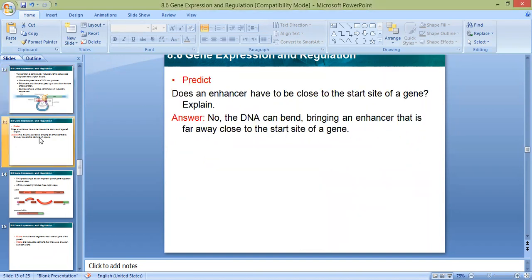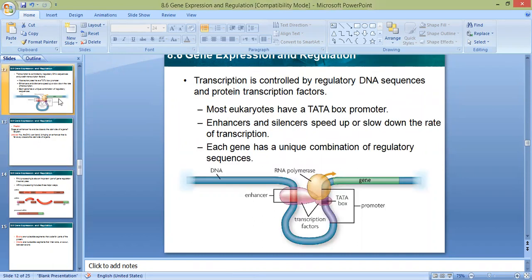Here is a question. Predict: does an enhancer have to be close to the start site of the gene? Does the enhancer have to be close to the site of the gene? What do you think? Miss, I think no. No. Why? I don't know. I just feel like it doesn't have to be that close.